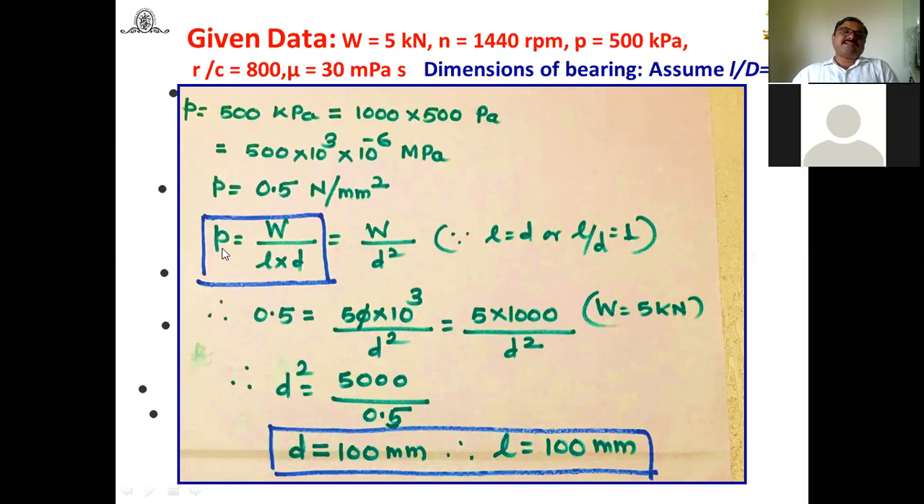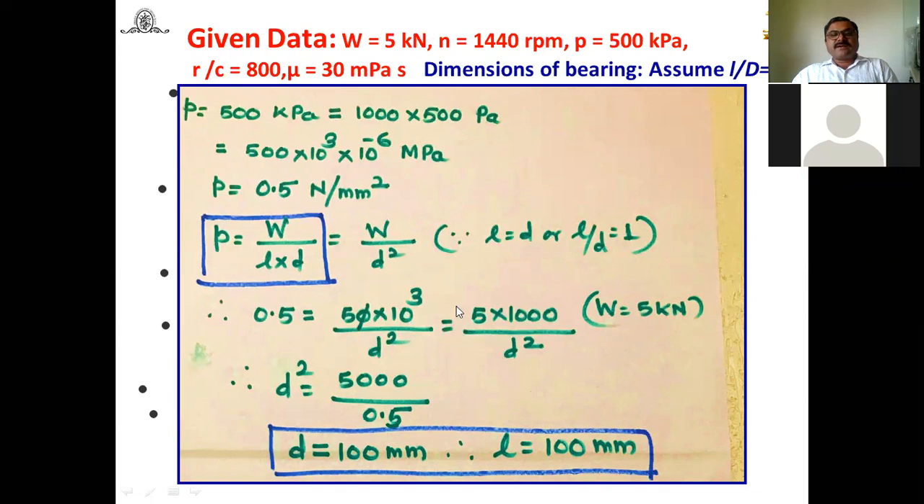Then again, we know that the pressure is equal to load upon the projected area, bearing pressure. Projected area means L into D, but we have assumed L by D is equal to 1. That means this L is also equal to D, or D is equal to L. You can substitute any value, no problem. P is equal to W upon, suppose L is equal to D because L by D is equal to 1, we have assumed. So you will get W by D square. So what you have to do? W, we know that here in the problem statement 5 kilonewton is given.